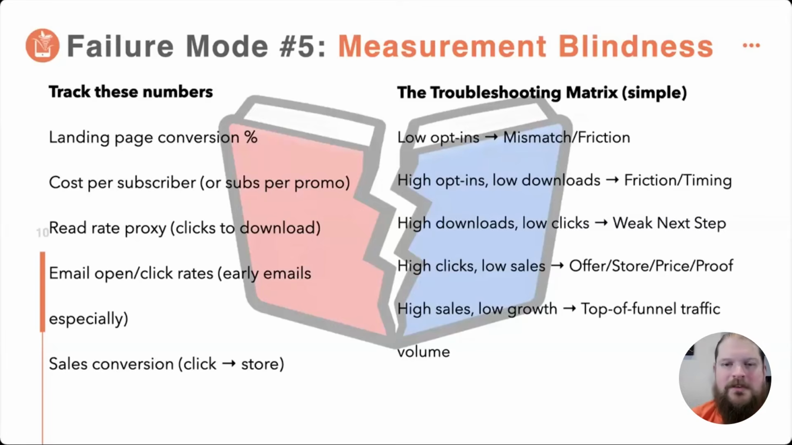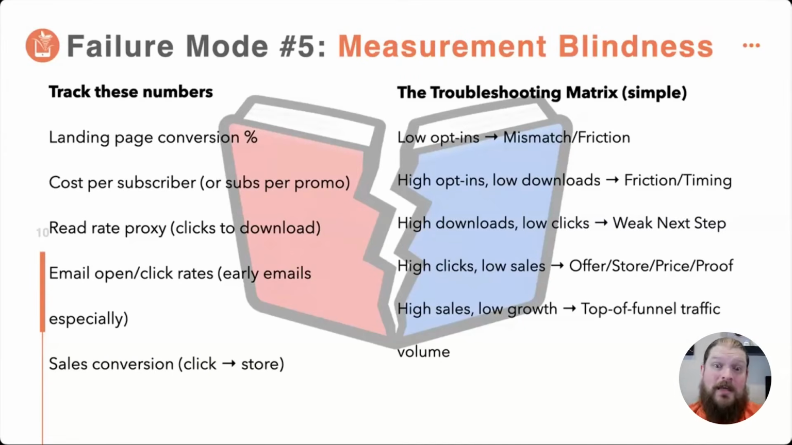We have high opt-ins, but low actual downloads. Well, this can be friction potentially, but this can also be kind of a timing thing. So keep that in mind. You might not always see that those downloads happen right away, depending on the audience you're aiming at. You have high downloads, but low clicks or low conversions to whatever the next step you want to take is. And that's again where we have that weak next step or a weak call to action.